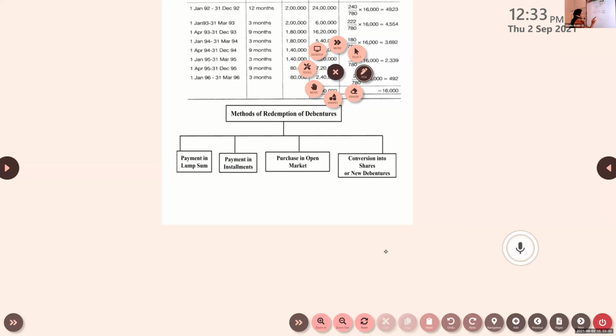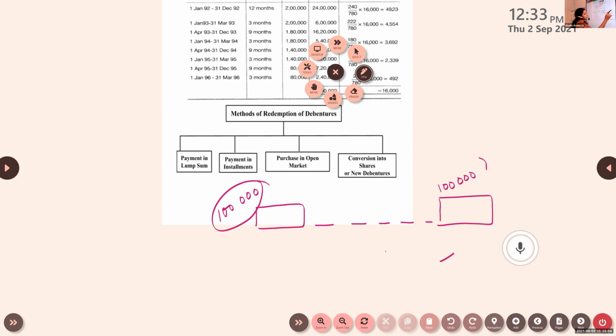You have collected debentures of 1 lakh rupees. After some particular period of time, this has to be repaid. 1 lakh rupees should be repaid. So the same amount has to be repaid back to the debenture holders. So for that, they need this money, 1 lakh.